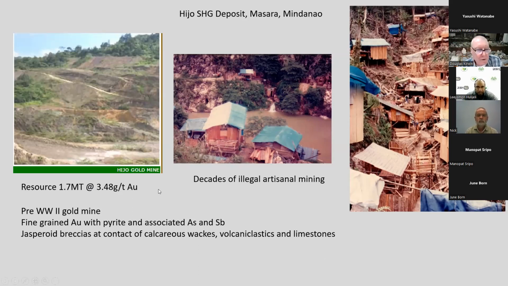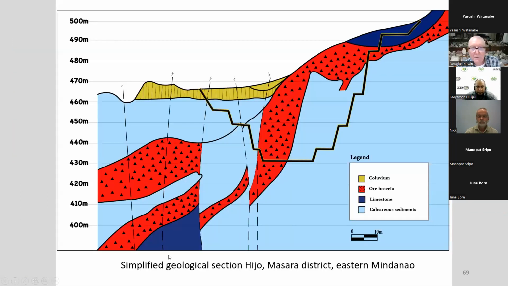Some studies done a long time ago demonstrated that there was fine-grained gold with the pyrite, and it was associated with arsenic and antimony, and the mineralization is jasperoid breccias at the contact of calcareous wackes, volcaniclastics, and limestones, as shown in this cartoon. So there was a structural control to the distribution of the brecciation, as well as the lithologic contact of the limestone and calcareous sediments. This area is very underexplored and has potential for significant mineralization, both around and adjacent to these known deposits.